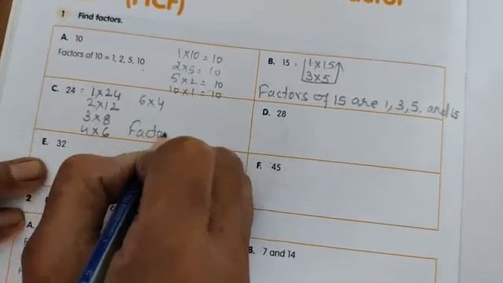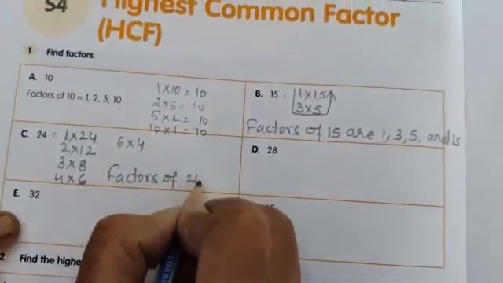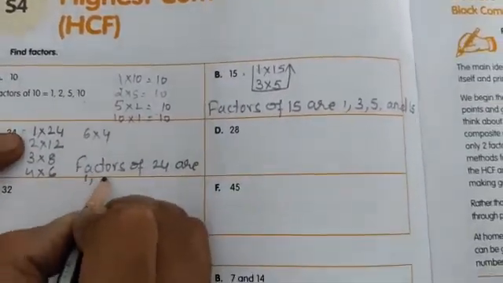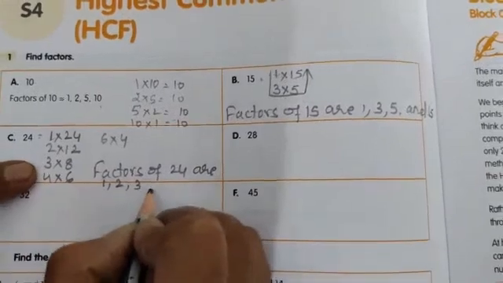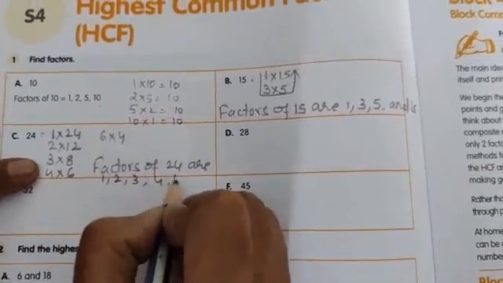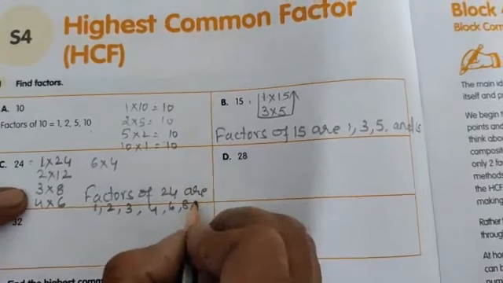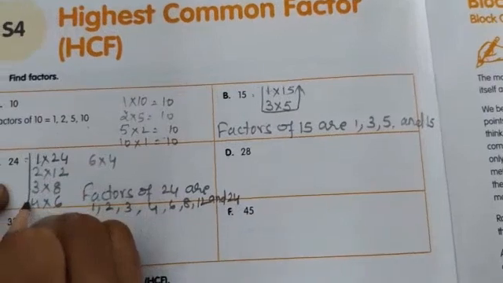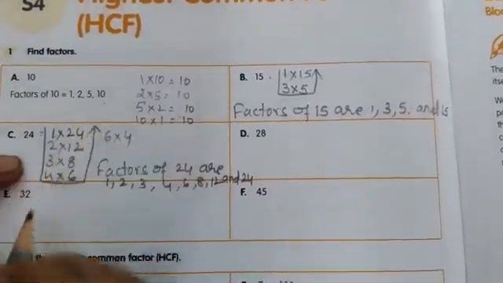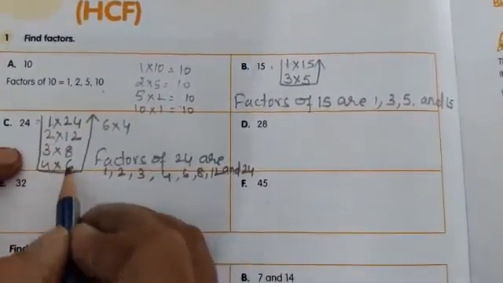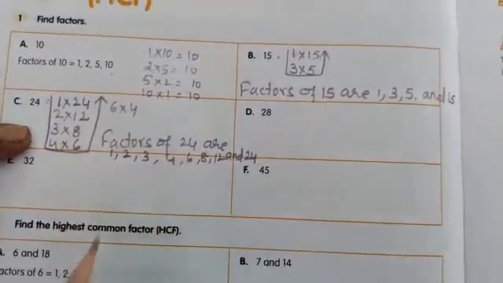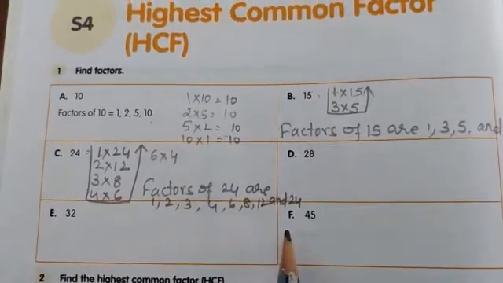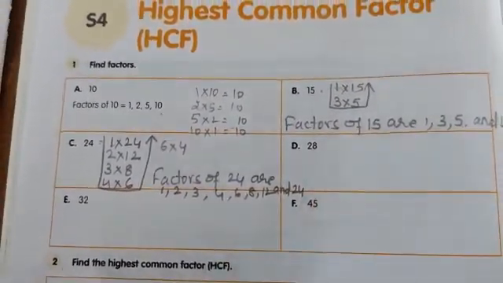Factors of 24 are, start from here, children: 1, 2, 3, 4, 6, 8, 12 and 24. We write like this. You can understand. 1, 2, 3, 4, 6, 8, 12, 24. D, E, F, do it on your own, children.